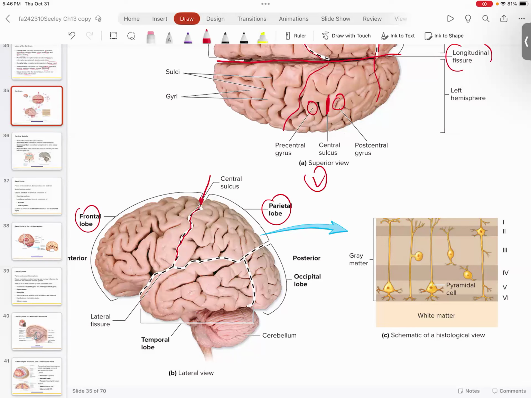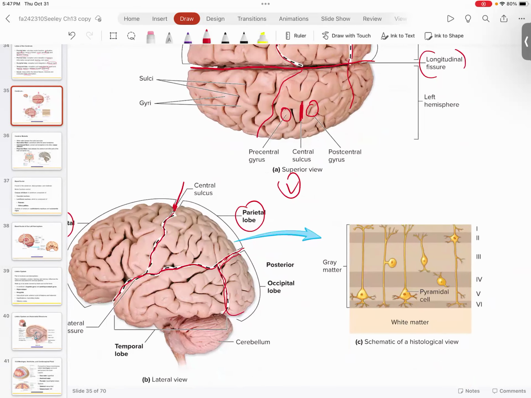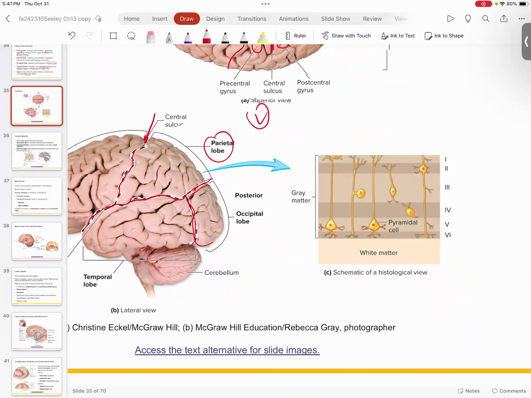Then, of course, you can see how you have your lateral fissure, which roughly follows about where you would see the squamous suture, just underneath the temporal bone. And so that forms your temporal lobe. And then your occipital lobe, which also follows the lambdoid suture, is basically where your visual cortex is. And so you can see the basic landmarks and the basic areas of the brain itself.